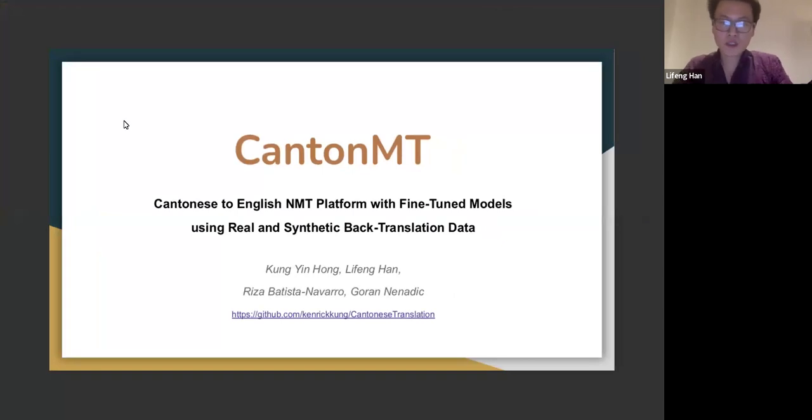Hello, welcome to our presentation on CantonMT, a Cantonese to English neural machine translation platform with fine-tuned models using real and synthetic back translation data. It's a collaborative work with Huang, myself, Riza, and Goran. We have our GitHub page with our trained models that people can use for research purposes, free of charge.